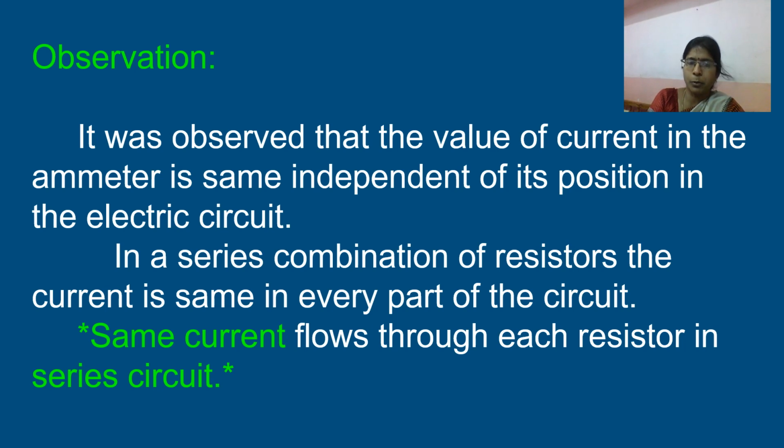So this is the key point which you have to remember. When you have connected three resistors in a circuit and the ammeter reading is taken at any point of the resistor, it was observed that the ammeter reading is same, means the current is same throughout the circuit. Hence, we can say that same current flows through each resistor in series circuit. So what is the observation? That is, in series circuit, same current flows through each resistor.